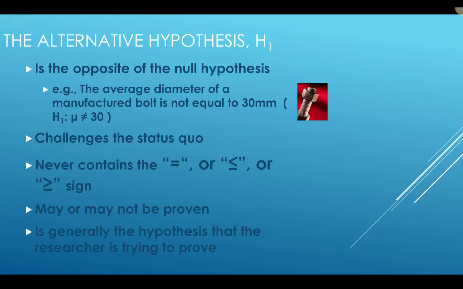Again, the opposite of the null hypothesis: the average diameter of the manufactured bolt is not equal to 30. Okay, it challenges the status quo, may or may not be proven, and is generally the hypothesis that the researcher is trying to prove.